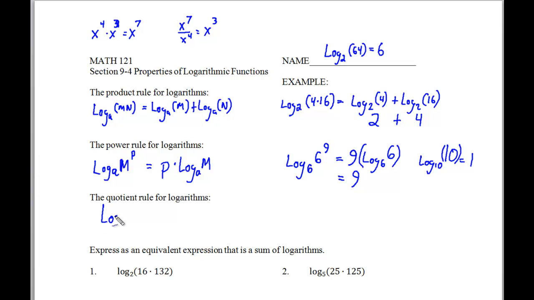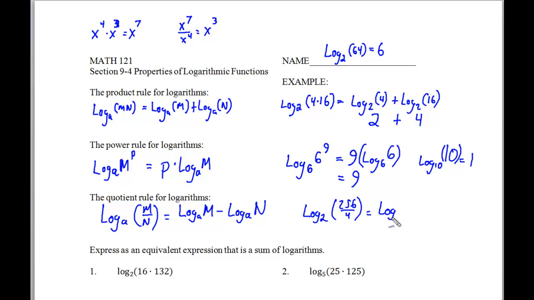Because if I start out with the log base a of m divided by n, this is going to give me the log base a m minus log base a n. So I subtract the two of these. And again, this is pretty nice if I have a problem that's set up in fraction form, like let's say log base 2 of 256 divided by 4. I can rewrite this as log base 2 of 256 minus log base 2 of 4.